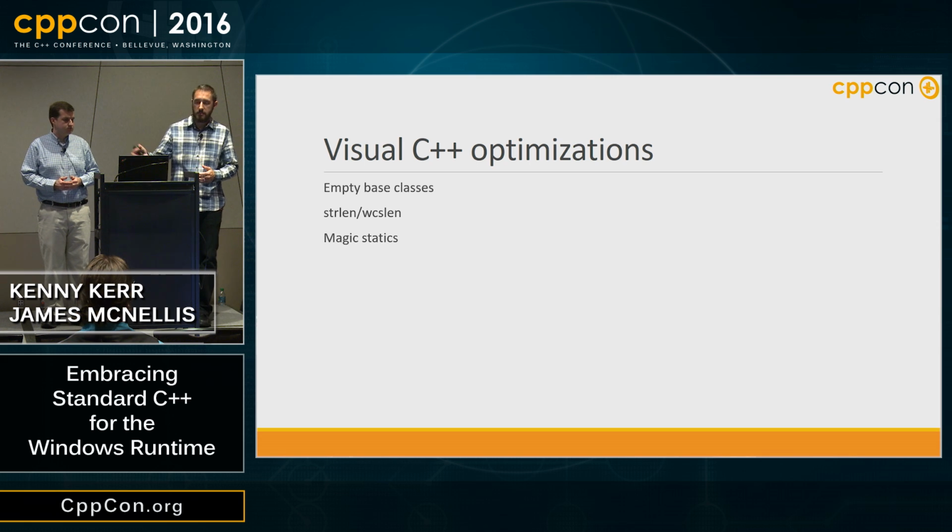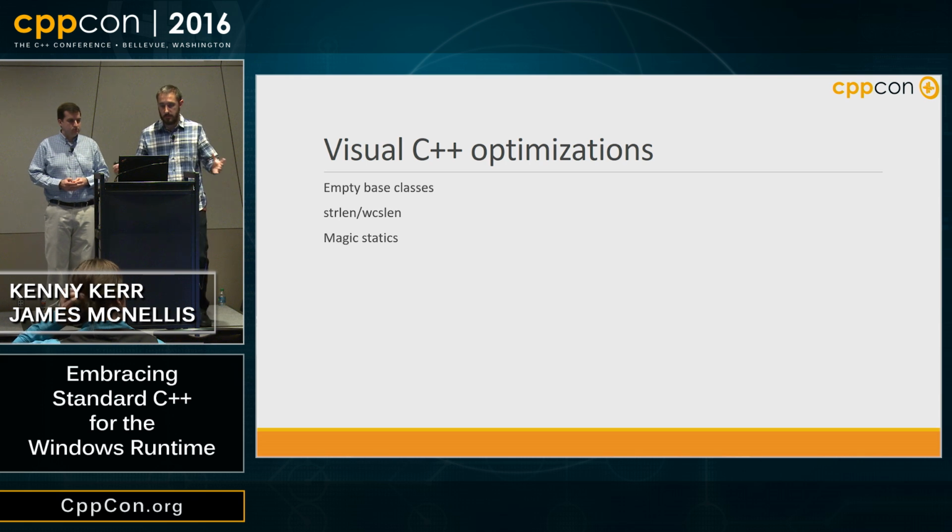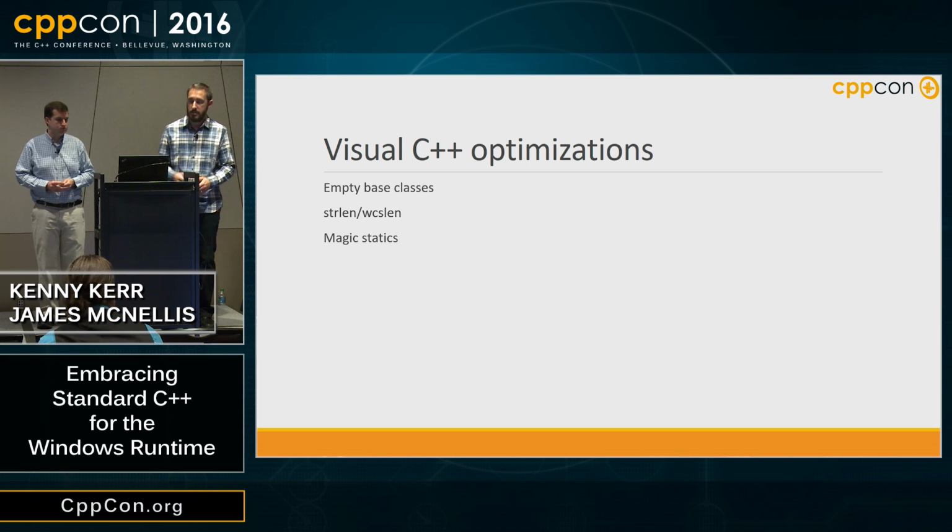Yeah, so magic statics. We demonstrated how we do our agile factory caching, and that relies on magic statics, and the C++ compiler is getting even more optimizations for that to make it scalable in other ways in terms of the size of the image gets reduced and so on. So it's getting better and better.